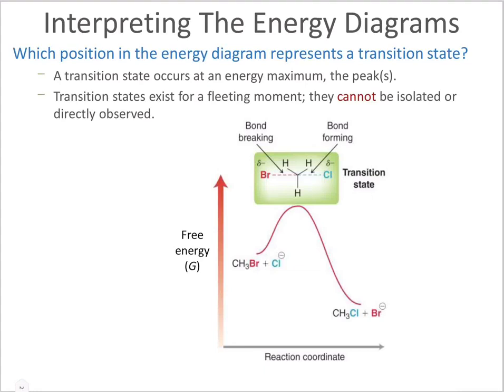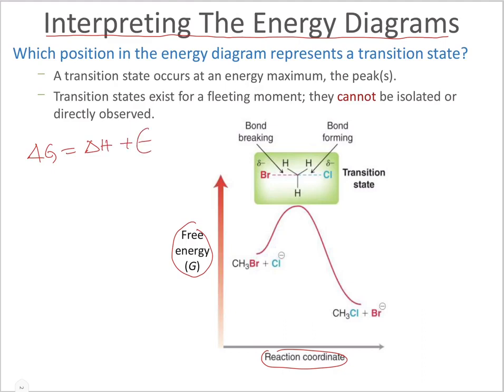Hi there, in this video I'm going to discuss the interpretation of energy diagrams. In an energy diagram you will find the free energy, then the reaction coordinate. The free energy we can get using calculation. Delta G is given by the enthalpy change plus temperature times the change in entropy.